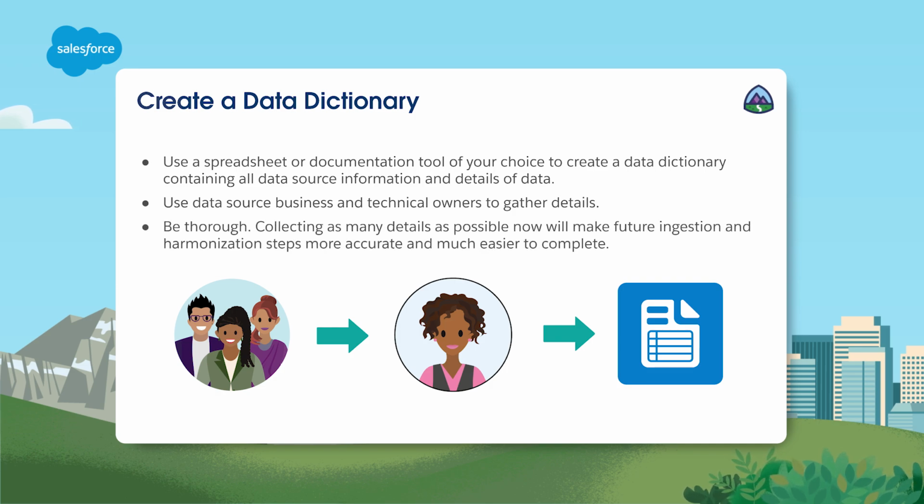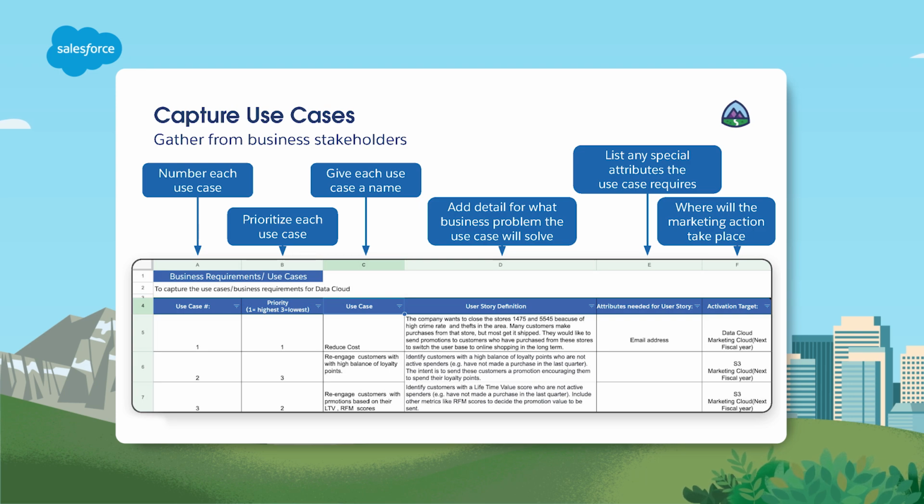Next, be thorough. Be as thorough as you possibly can. Collecting as many details as possible now will make future ingestion and harmonization steps more accurate and much easier to complete. You want to gather use cases from your business stakeholders and capture them in the data dictionary.